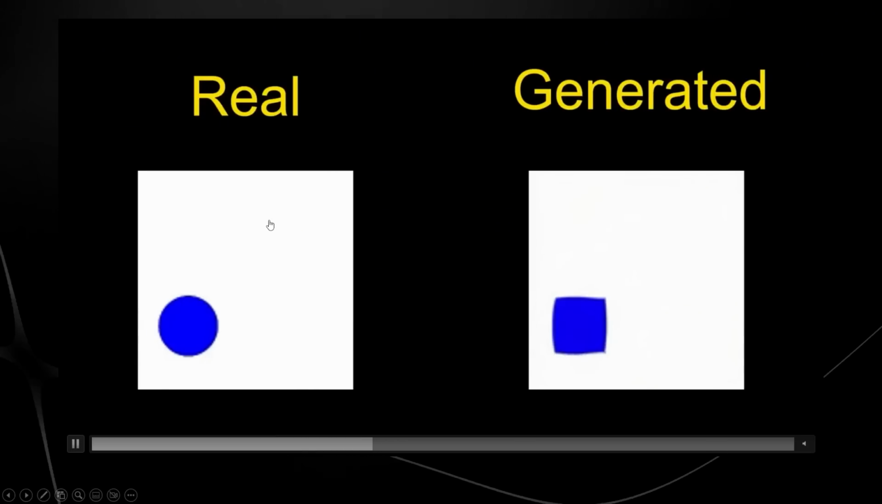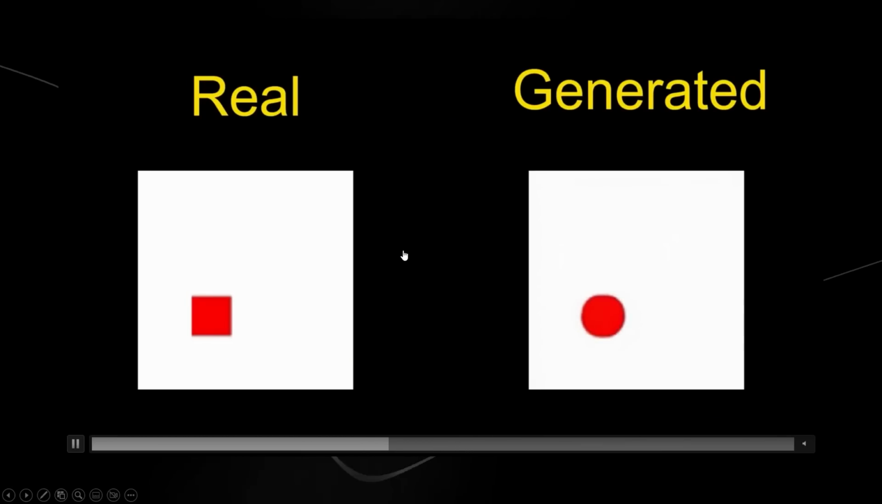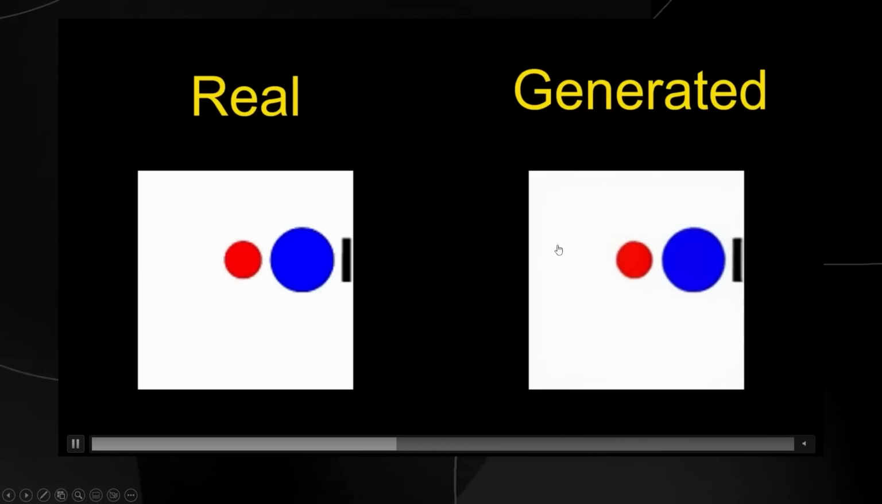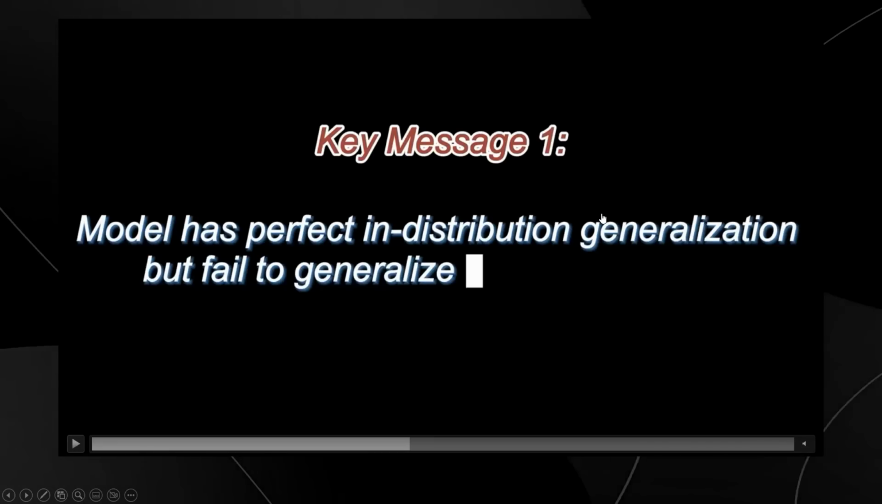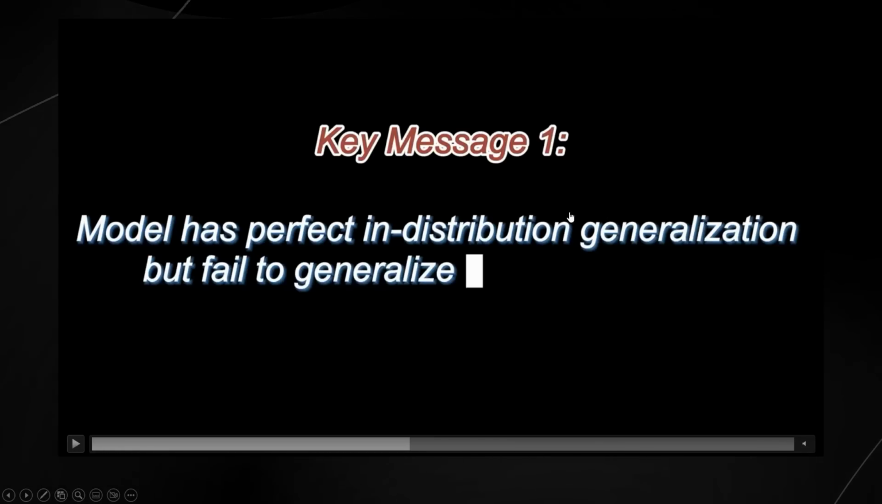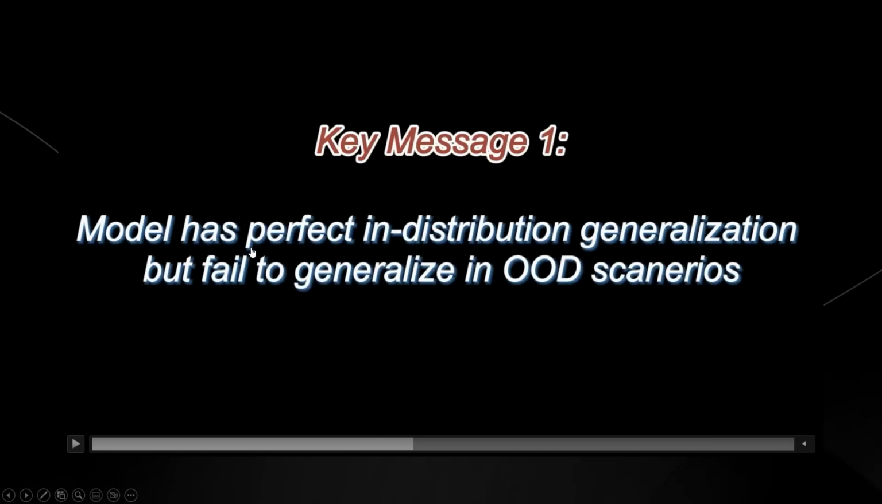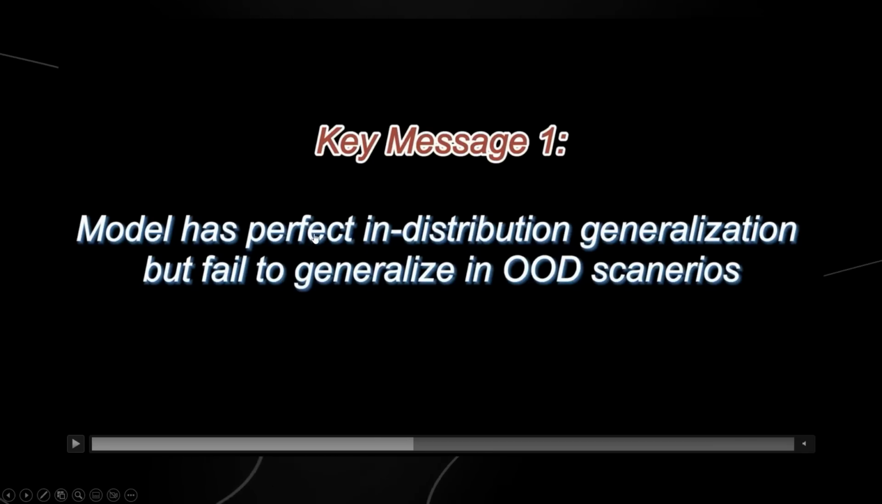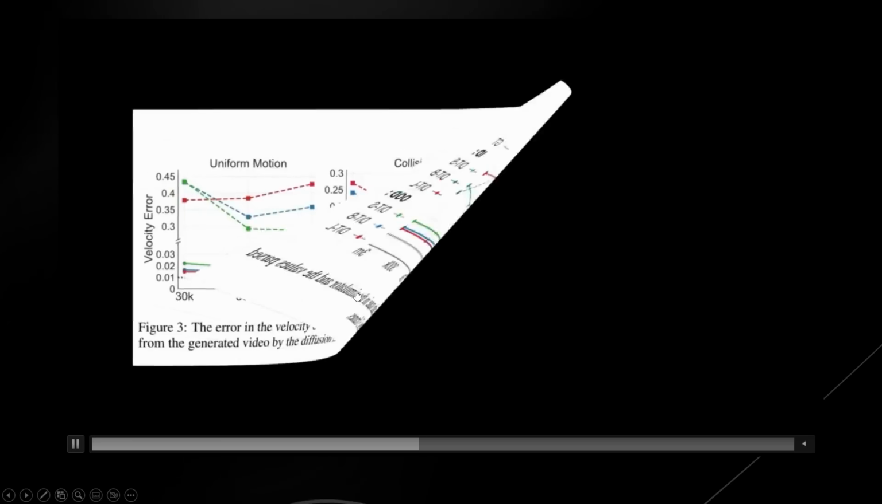So we have the real versus the generated, and this is where things start to get crazy. They first post these without any context, so you can't really understand what's going on. But as soon as they give you this information, it shows you why these models are failing to generalize out of distribution. The key message here is that the model has perfect in-distribution generalization, but fails to generalize in out-of-distribution scenarios. So let's take a look at what they've done here.